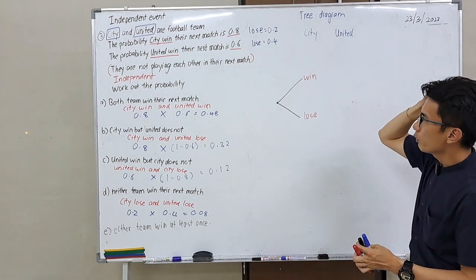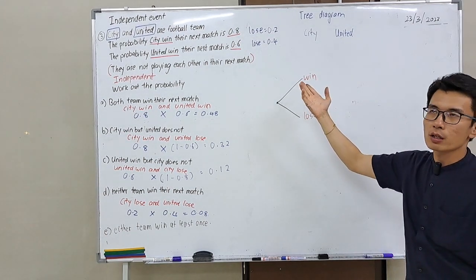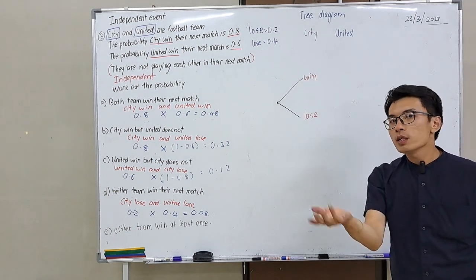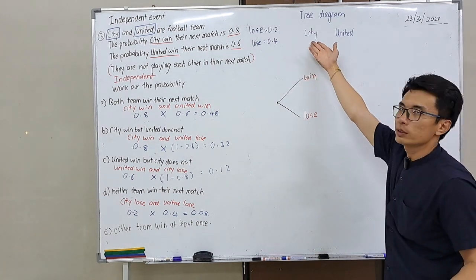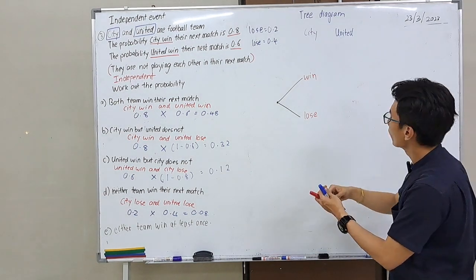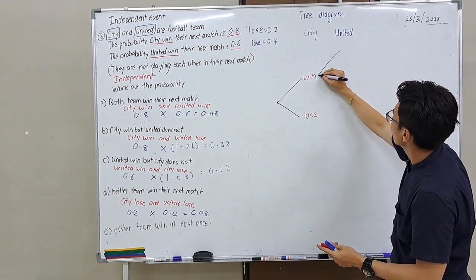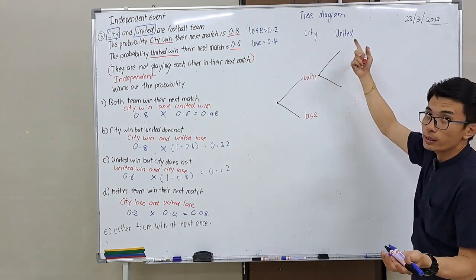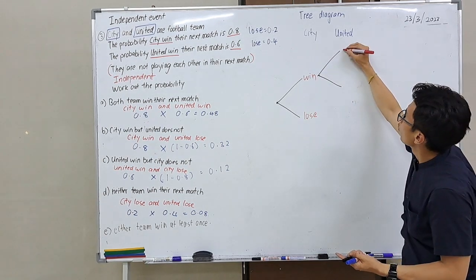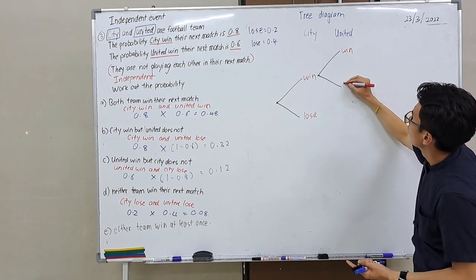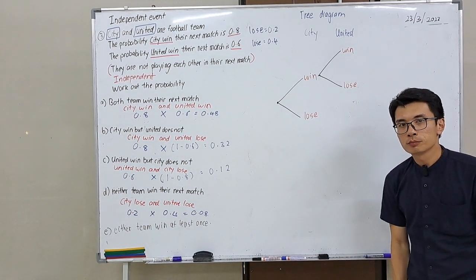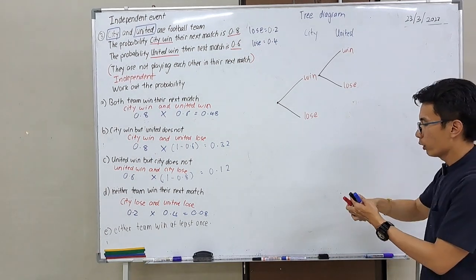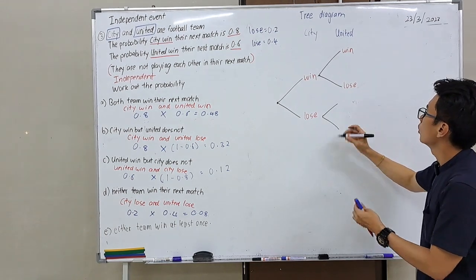So let us say City wins their next match. What about United? They have their chance of winning and losing as well, no matter what result City gets, correct? So over here, I'm going to break out two more branches. No matter what result City got, United also has a chance to win the game or lose the game. Same thing over here: if City loses, United also has a chance that they will win or lose the game.